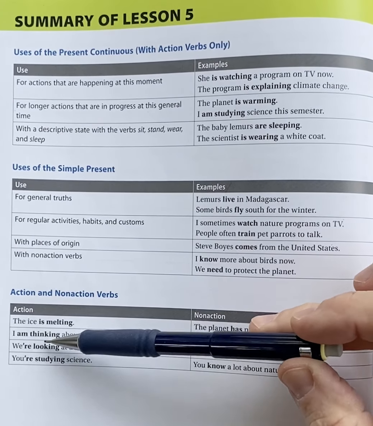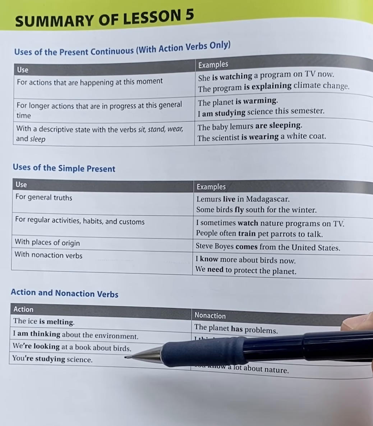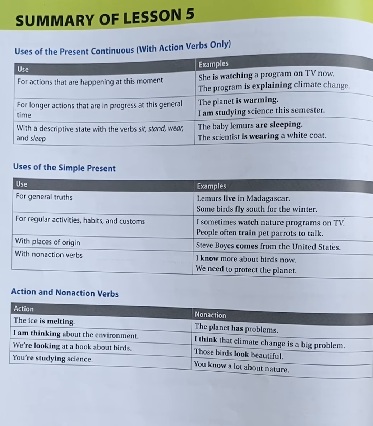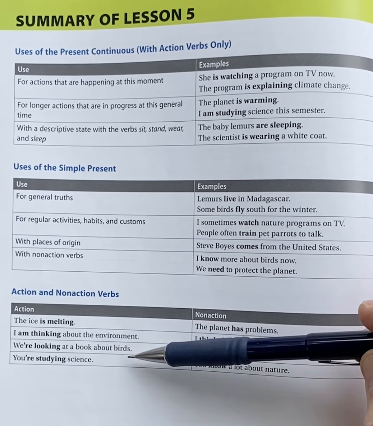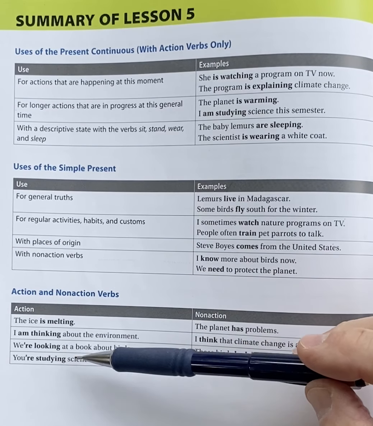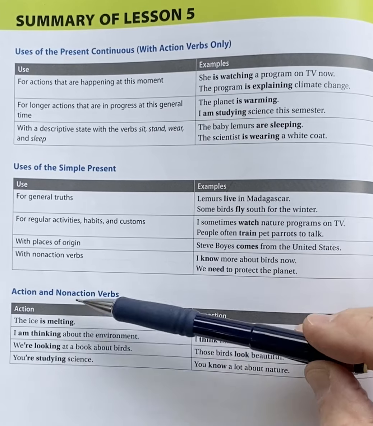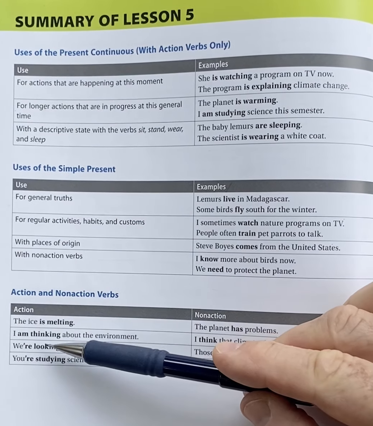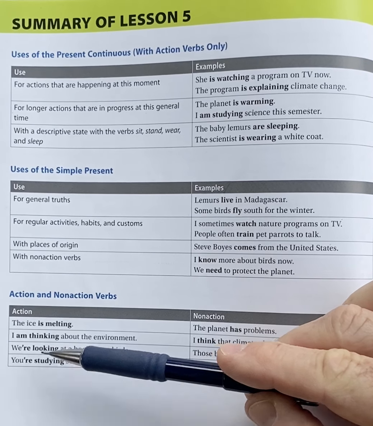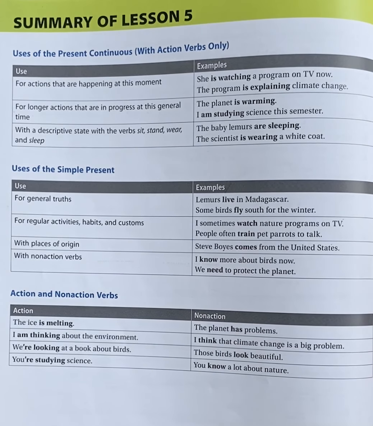Action. We're looking at a book about birds. Speaking of a bird, there's a bird right over here that's jumping over onto my fountain, making all kinds of noise. We're looking at a book about birds. You're studying science. These are all action verbs showing action. Remember, look is an action verb and see is a non-action verb.